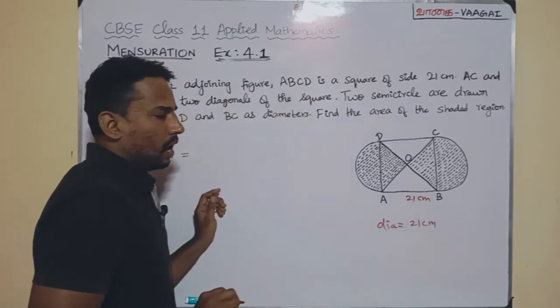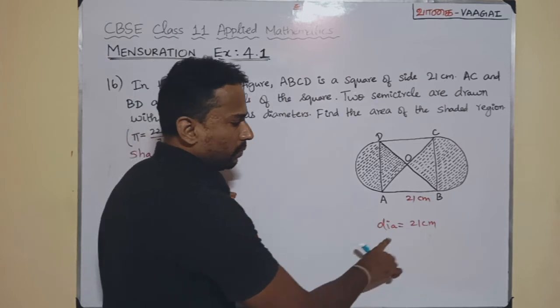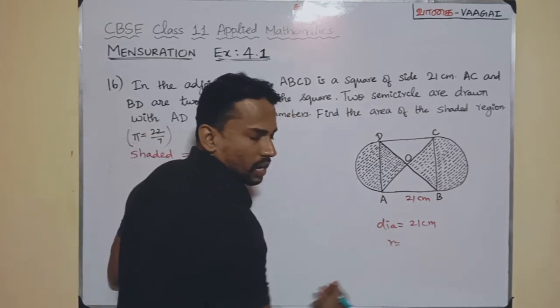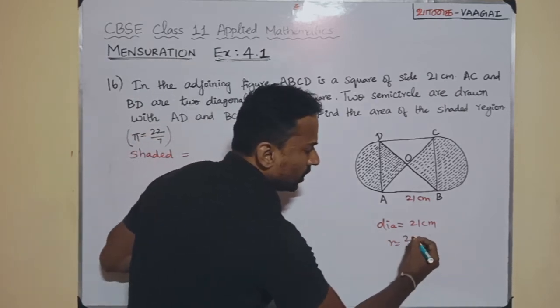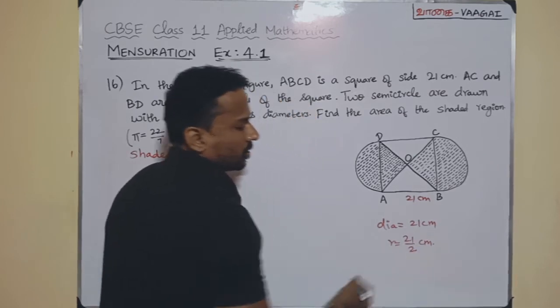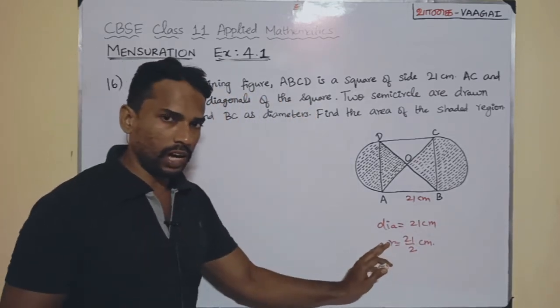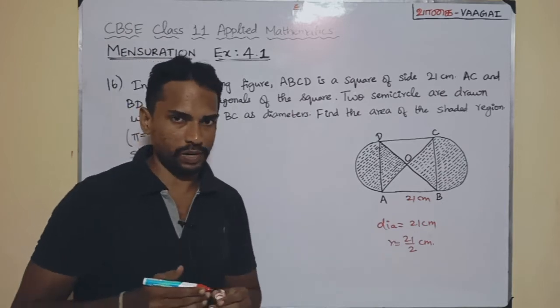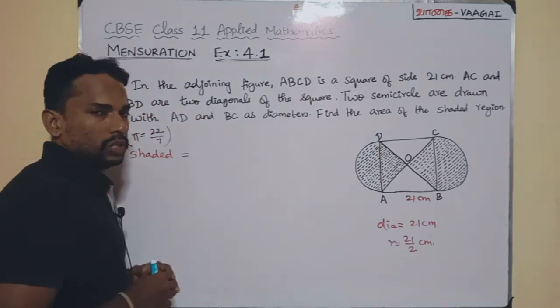Okay, yes. And now another important thing, once the diameter is 21 centimeter, what about the radius? Radius will be half of that. So 21/2 centimeter. Let me not convert to decimals and all. I will have it as it is, 21/2 centimeter. Okay, yes. Now coming back to the shaded region.